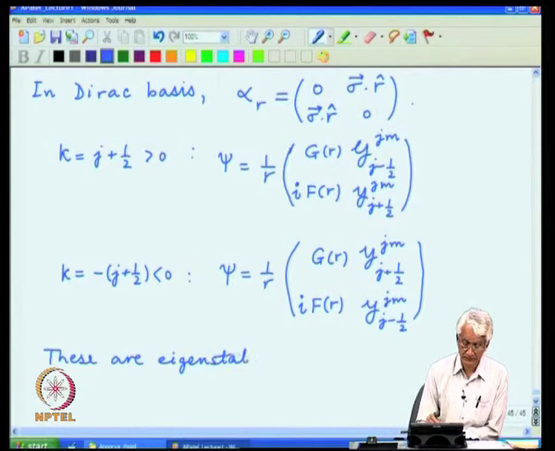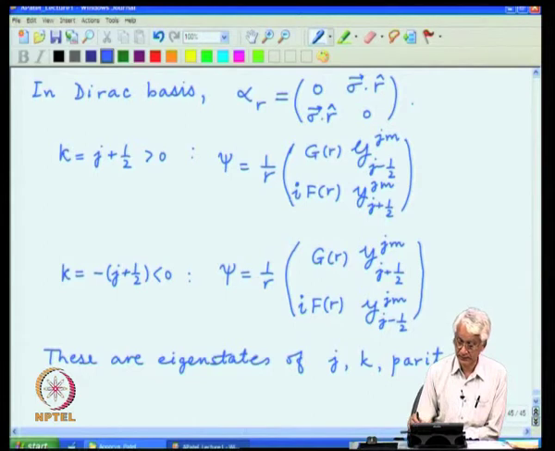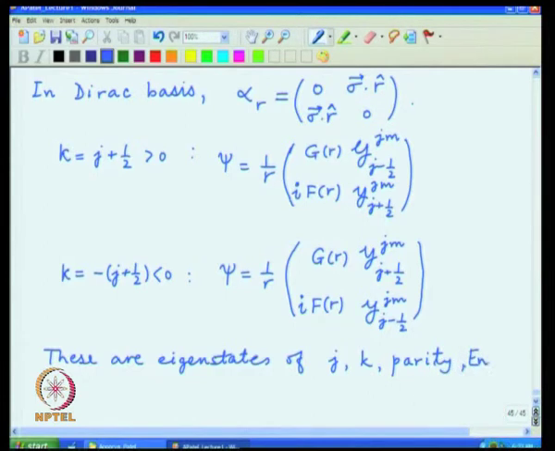of j, k and parity, and of course, the energy, and that completes the solution of the hydrogen atom problem in its fully detailed form.